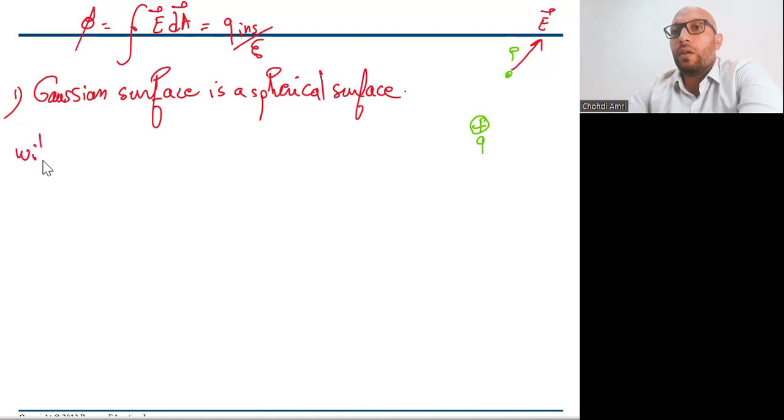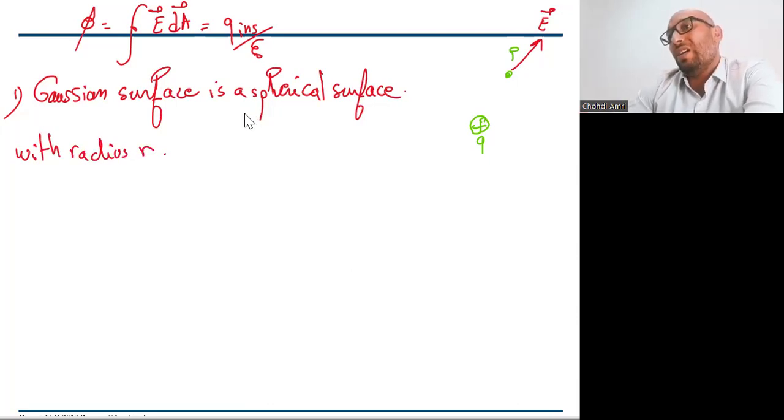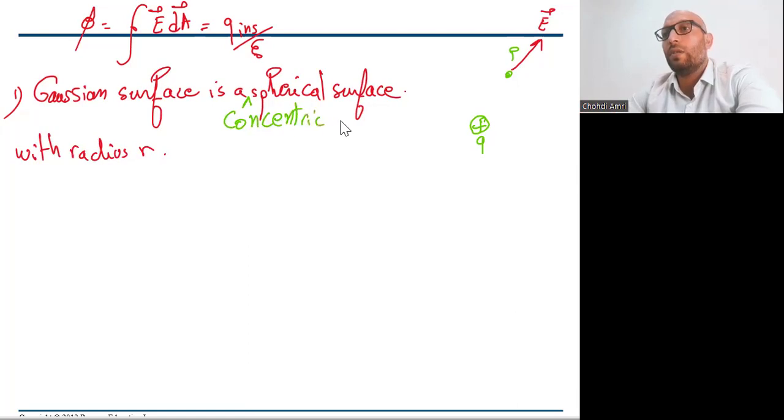with radius r. But there is a small condition about the spherical surface. This spherical surface should be a concentric spherical surface. What does concentric spherical surface mean? The word concentric means that the center of the point charge is the same center as the spherical Gaussian surface.